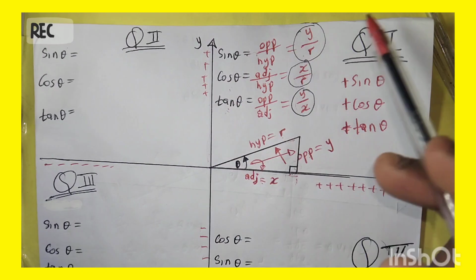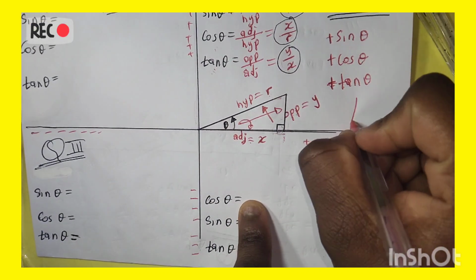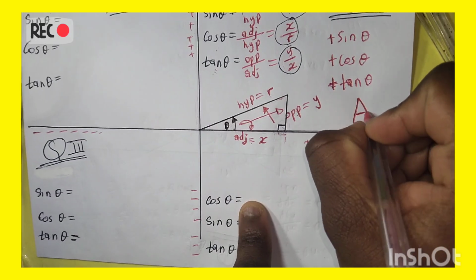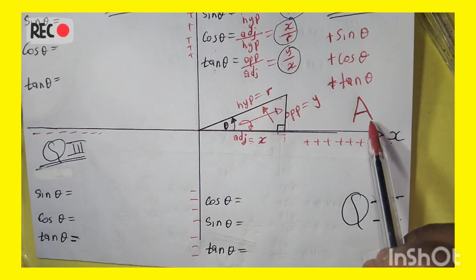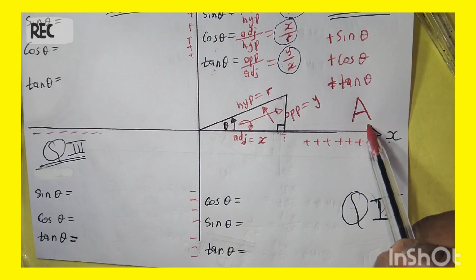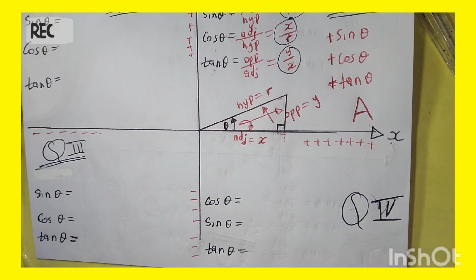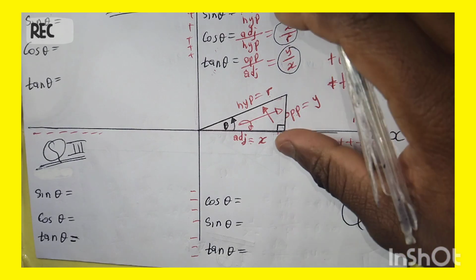Do you understand? So in the first quadrant, I can say that all the ratios, guys, are positive. I will use that A to represent that all the ratios are positive. So now let's go to the second quadrant then.